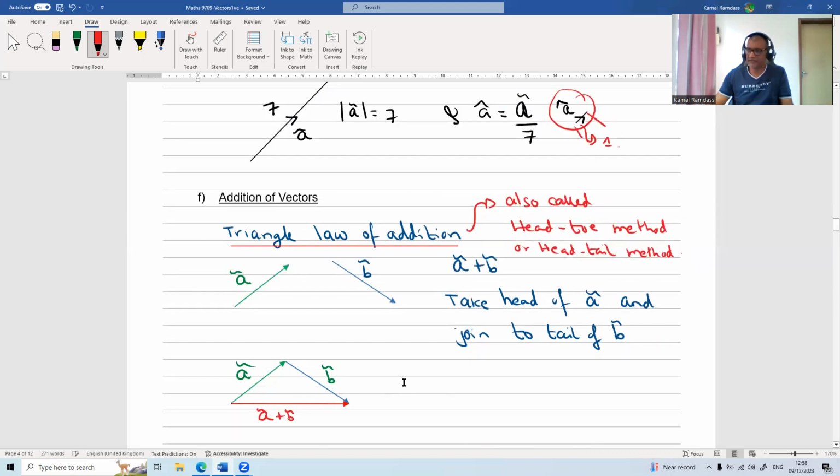Addition of vectors. We have two types: triangle law of vectors, triangular law of vectors. We also call it the head-to-tail method, or head-tail method. We have two vectors, we must add A bar, B bar. What we need to do is A bar plus B bar. We take the head of it. This is a head. This is a tail. This is a tail. This is a head. Head of it, and tail of it, and join to tail of it. Voilà. Head of it. Tail of it. And we get this shape.